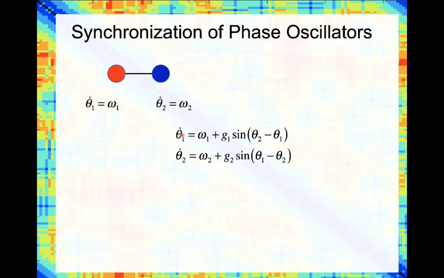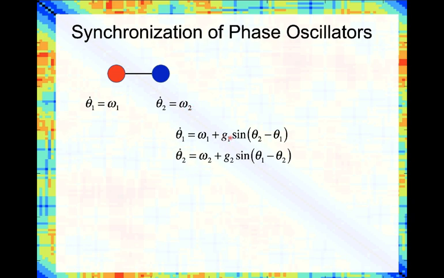So the synchronization of phase oscillators is one of the simplest sorts of collective motion that you can derive. What we think of as an isolated phase oscillator would be the dynamics of this node. And this is a network with just two nodes and a single link. This oscillator is oscillating with an angular frequency of omega 1, and this one with an angular frequency of omega 2. So they're just free-running oscillators.